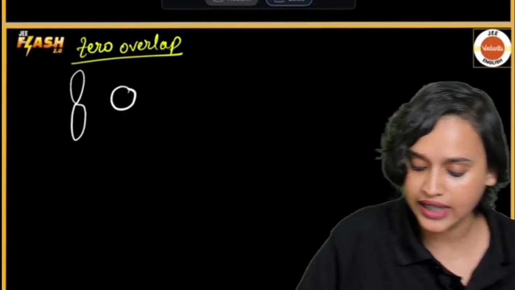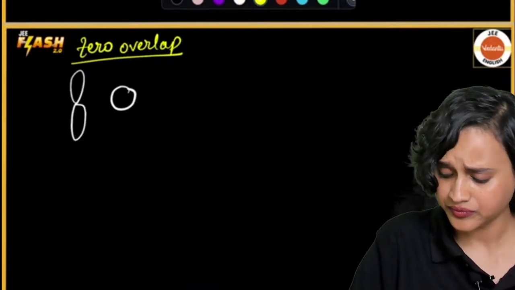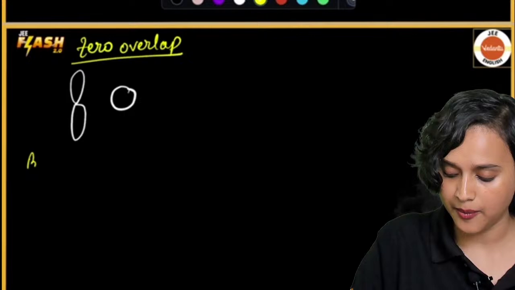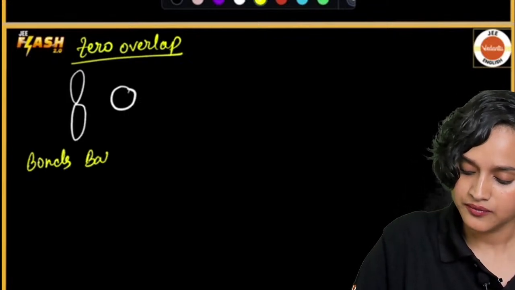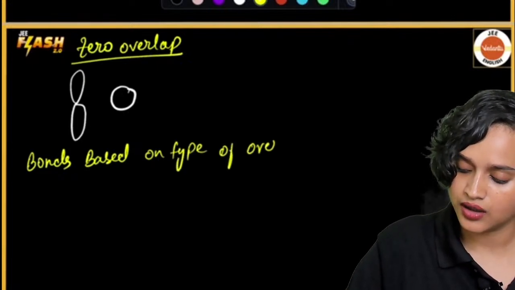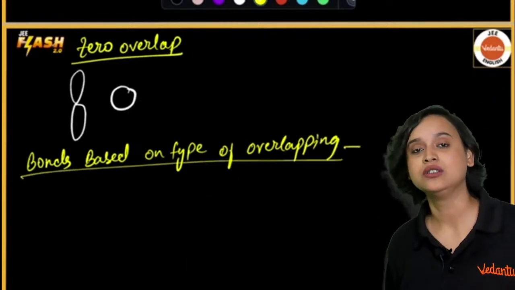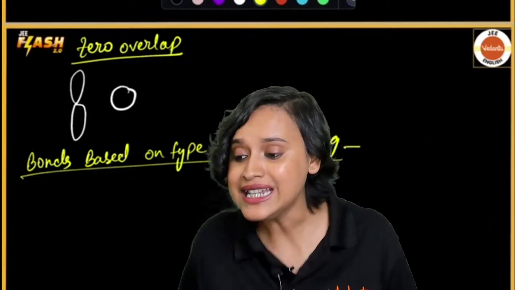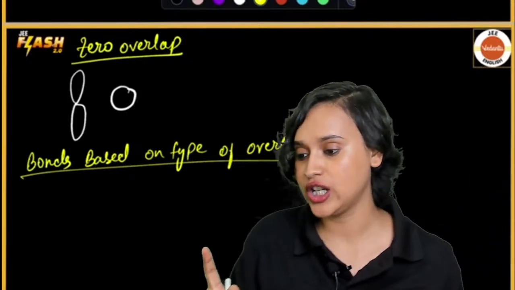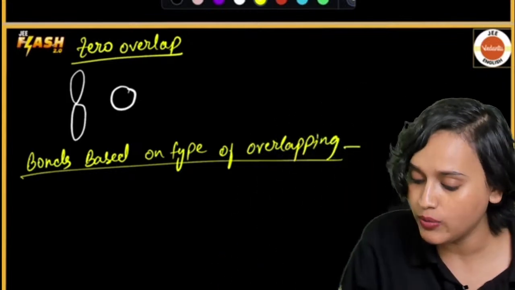So let us try to figure that out. Let us first talk about bonds based on type of overlapping. Okay, so now let us first talk about sigma bond. In sigma bond, you have to remember one thing, that is one lobe interaction. In sigma bond, you have one lobe interaction, everybody.